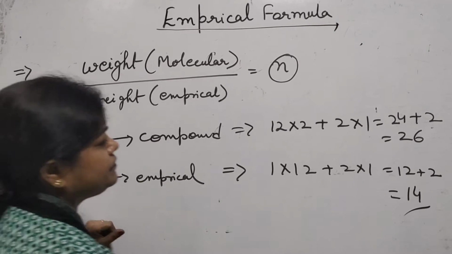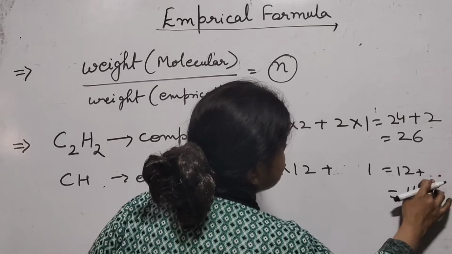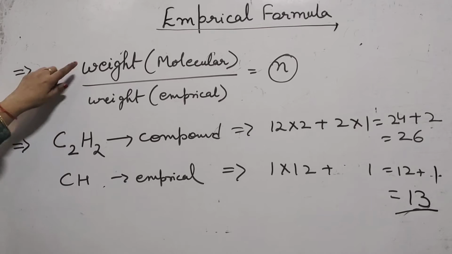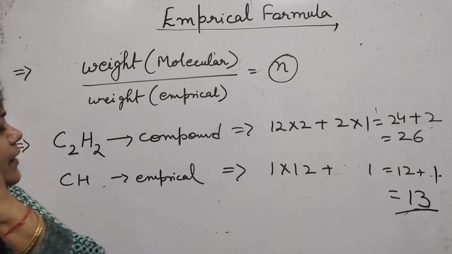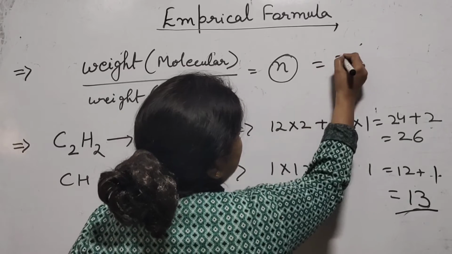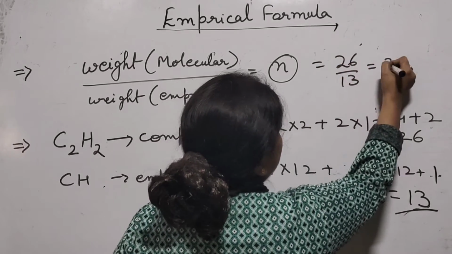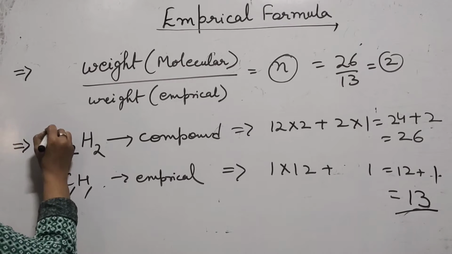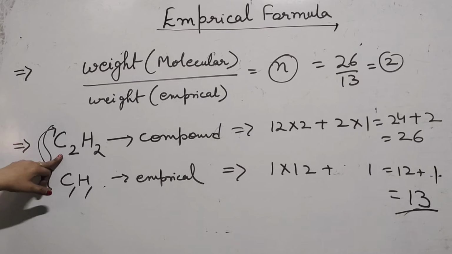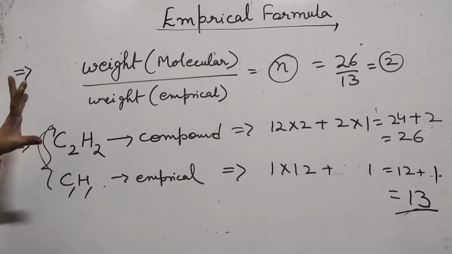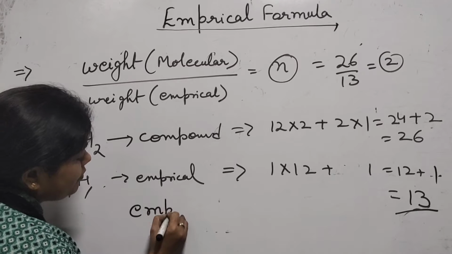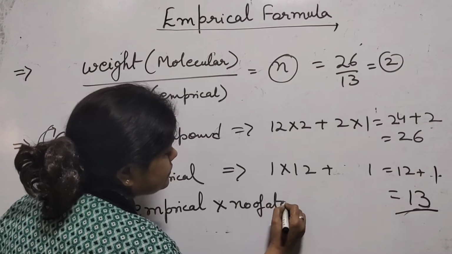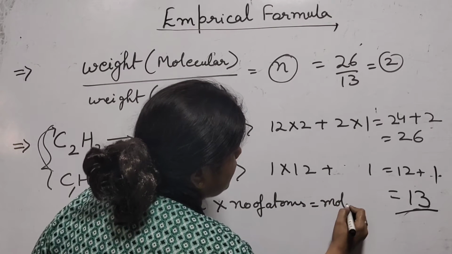Sorry, CH. So it becomes 13. Now when we put the values in this formula, we get the value of n. So we get 26 over 13, which is equal to 2. So we easily observe that if we multiply by 2, we get the real formula of the compound. So what is the relationship? Empirical formula into number of atoms is equal to molecular formula.